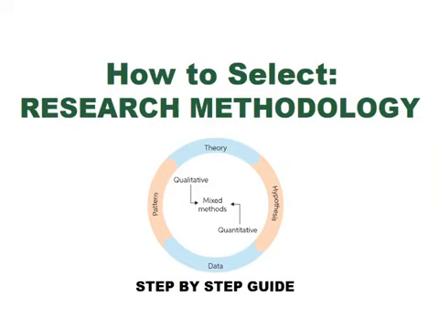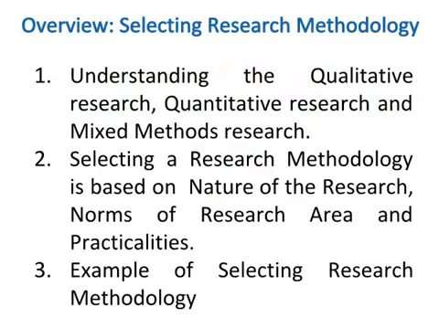How to select research methodology. Step-by-step guide. Overview. Selecting research methodology. Number 1 is understanding the qualitative research, quantitative research and mixed methods research. Number 2 is selecting a research methodology based on nature of the research, norms of research area and practicalities, and Number 3 is example of selecting research methodology.